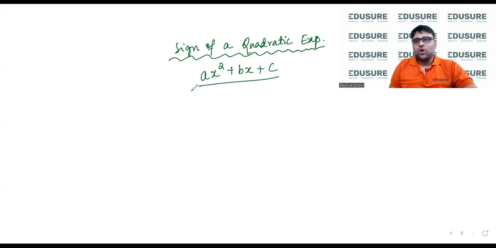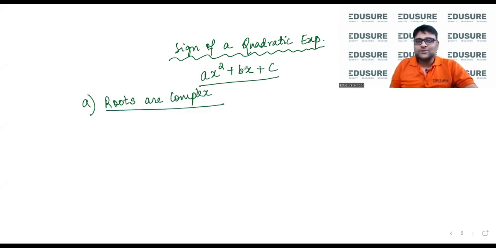depends on various factors. Factor number one, if the roots are complex, then there are different conditions which will basically determine whether ax square plus bx plus c is positive or negative. So if the roots are complex, let the two complex roots be alpha 1 and alpha 2.